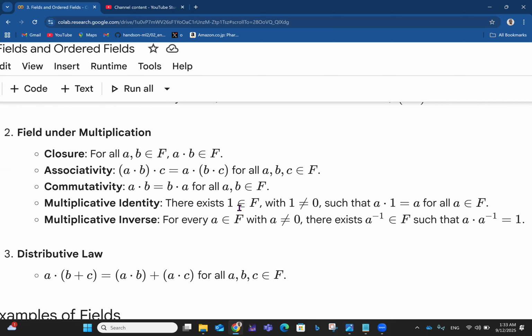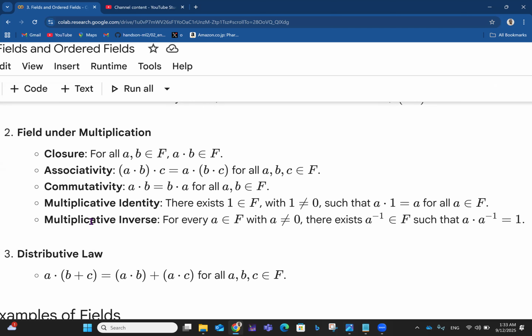So there exists 1, which belongs to the set F, with 1 not equal to 0, such that A dot 1, that is A multiplied by 1, is equal to 1 multiplied by A, and it is also equal to A for all A belonging to F. So for multiplication, the identity is 1. For addition, the identity is 0.